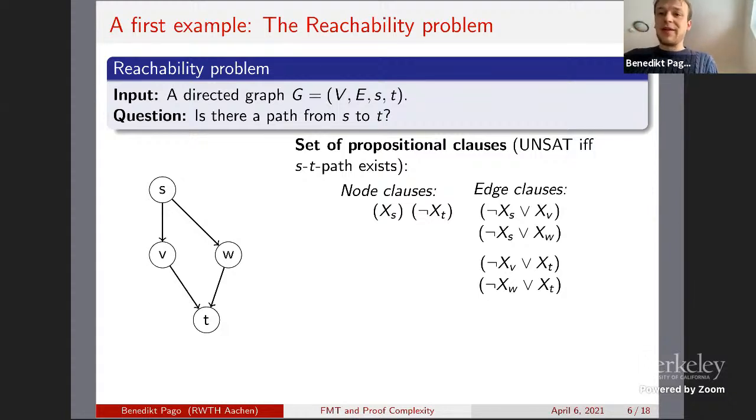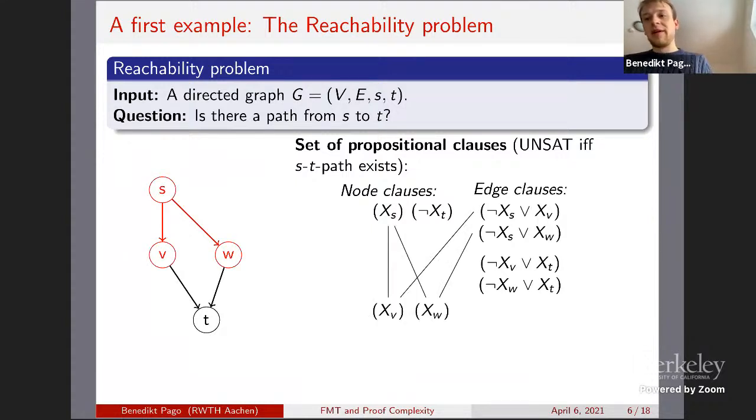Now the interesting thing is, if we refute this formula in the resolution calculus, then this resolution proceeds the same way as the fixed point induction we saw before. In the first resolution round, so to speak, we can get X_V and X_W, meaning in one step we can reach V and W. Then in the second round of resolution, we can obtain X_T, and then we can get the empty clause as well. In this case, the clauses that we resolve appear in the same order as breadth first search would do in this graph and as the fixed point induction proceeds. So in this example, you see that resolution directly simulates fixed point iteration.